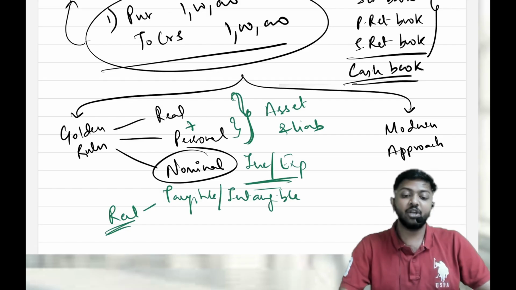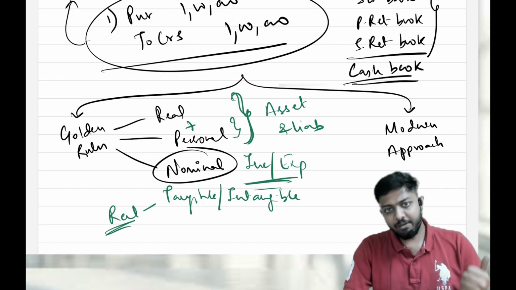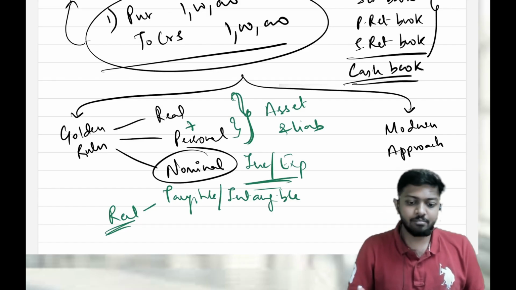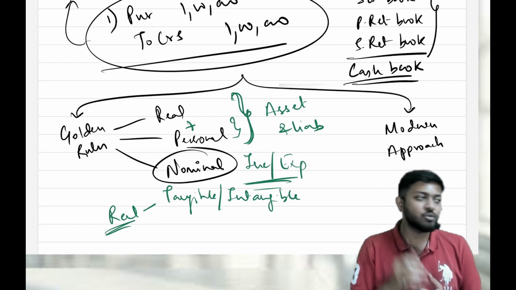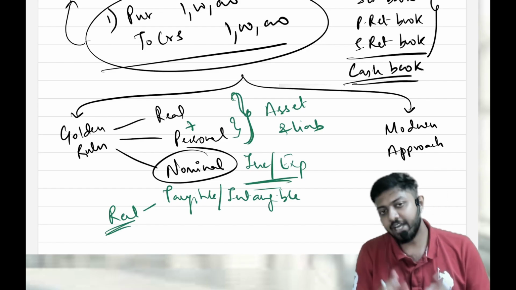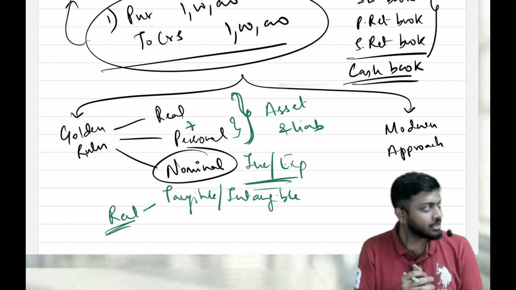Just to take an example, your debtors and creditors are all personal accounts, whereas your plant and machinery, furniture, goodwill, patent, all these are what? These are all real accounts, correct? Stock is which account? Stock is again a real account. Any other example we have?